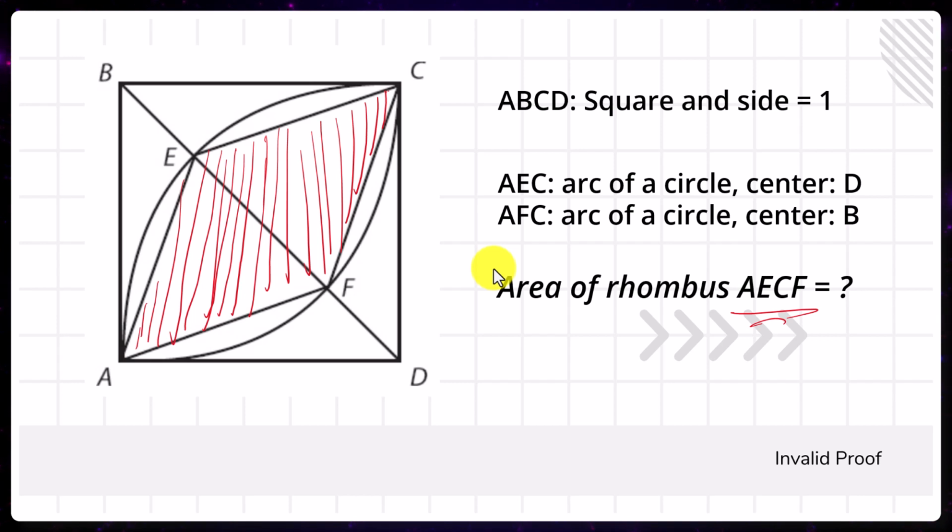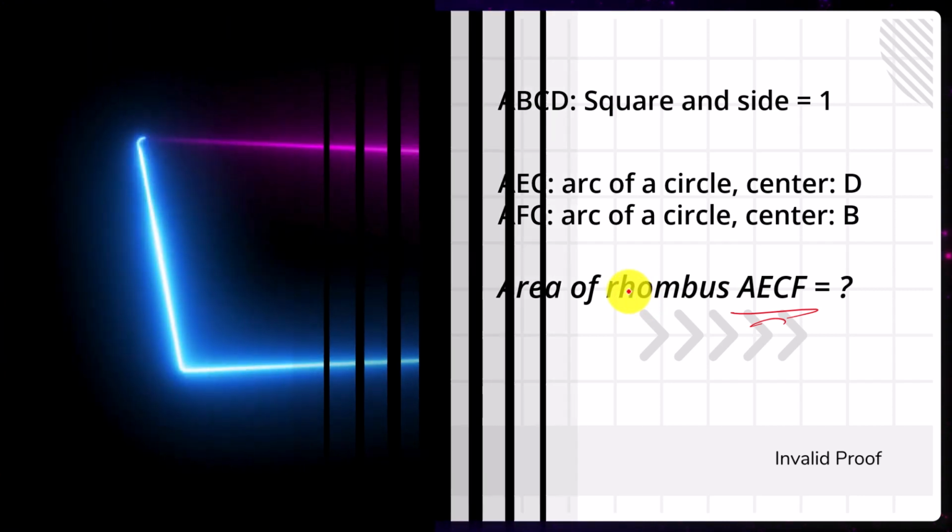And today we are here with a geometry question that will be part of a series for GRE exam preparation. We have a square here, we have two quarter circles, a rhombus, and we are going to calculate the area of this rhombus. Let's go.